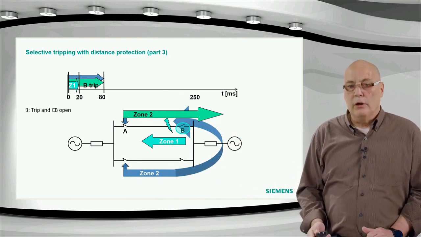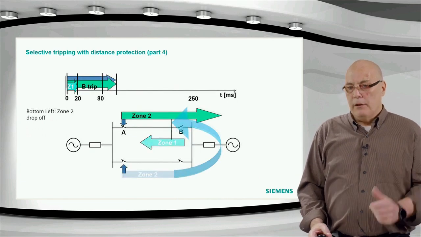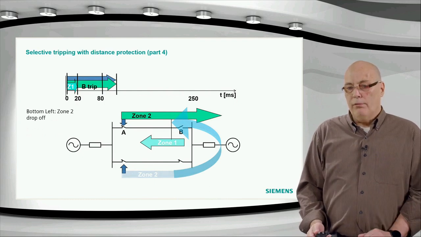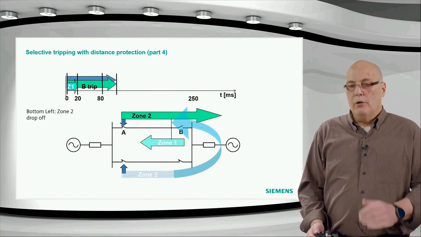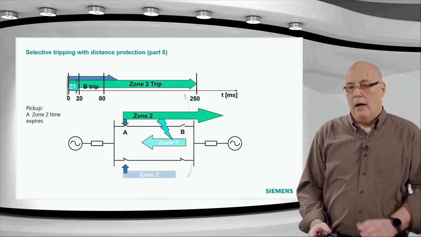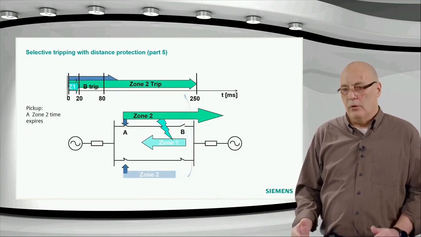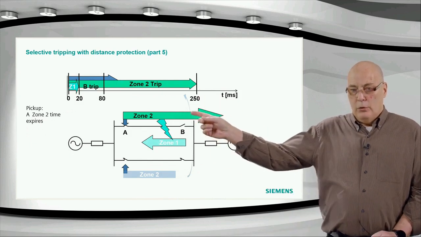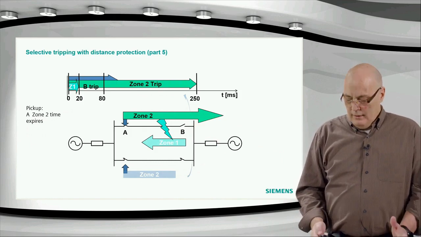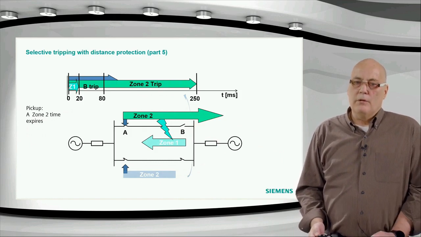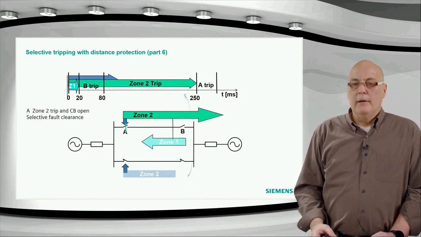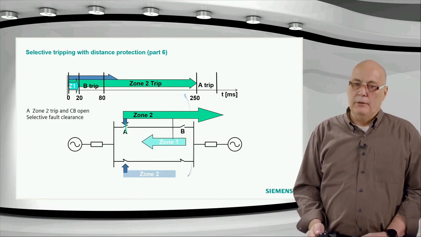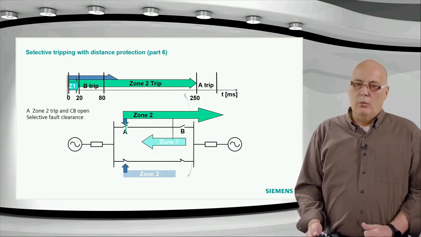Zone 2 has a drop-off time, again approximately 20 milliseconds. Zone 2 at the bottom will be dropped off, and then the zone 2 timer at the top will be running. Typical time grading is around 250, 300 milliseconds, and after timeout, this zone 2 at A is going to trip, and with the reset at the bottom and the zone 2 trip at the top, the fault is cleared selectively. That is essentially how a selective distance protection in its most basic form will work.